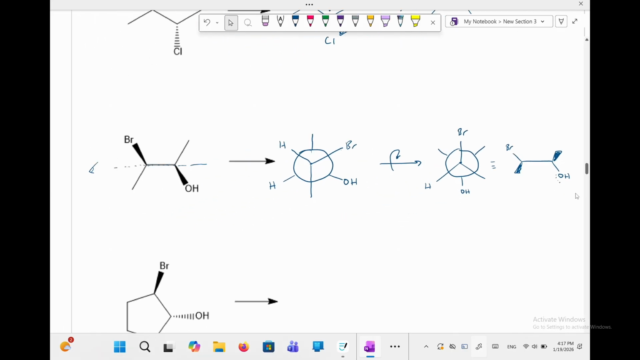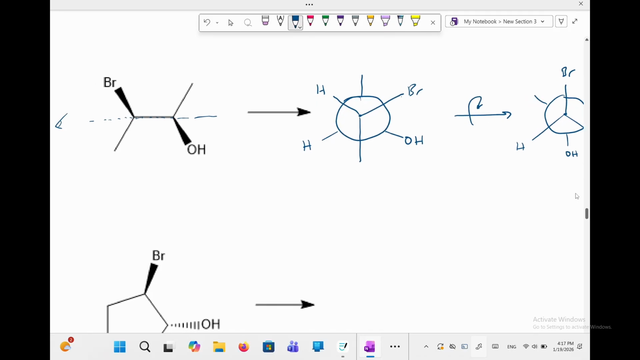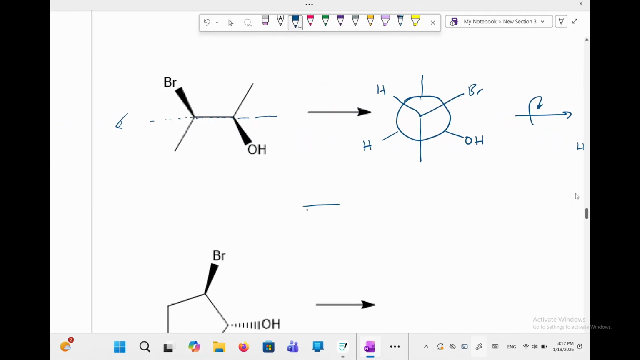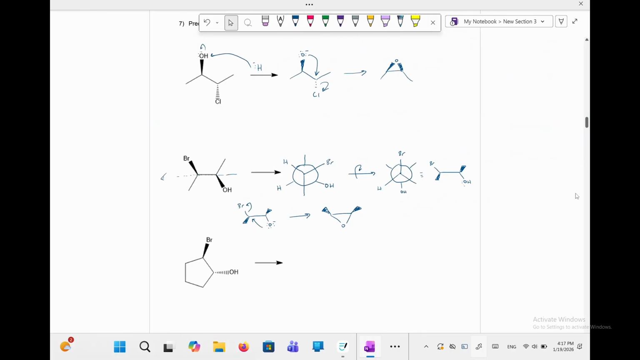Okay, and when we treat this with sodium hydride, we're expecting to get an alkoxide. O minus. This does a backside attack now, since they're anti-periplanar to each other. And now we get this feisty looking epoxide. Awesome. Isn't that so cool?